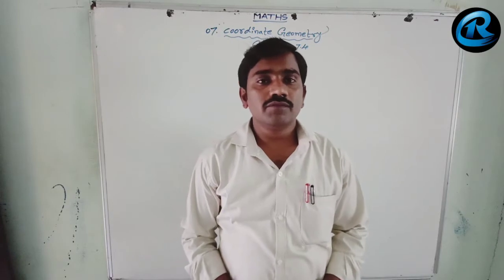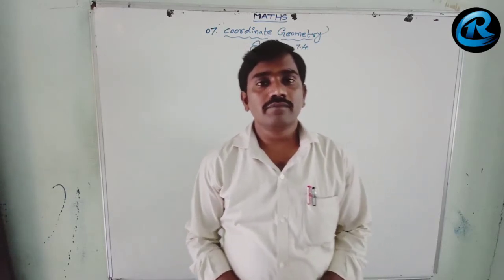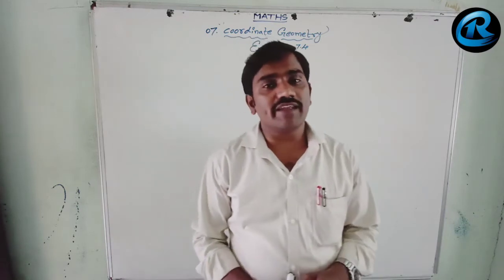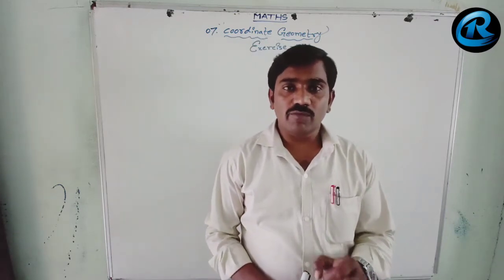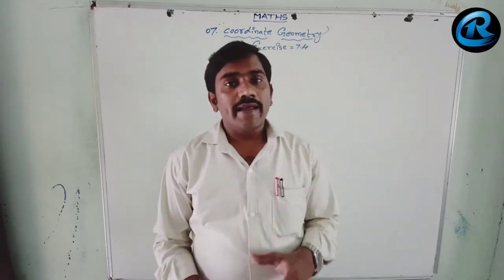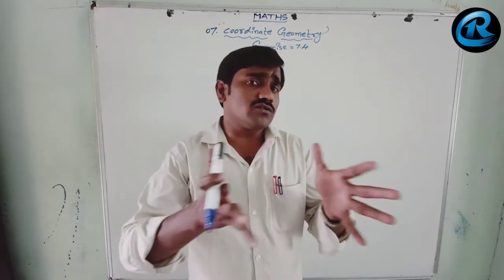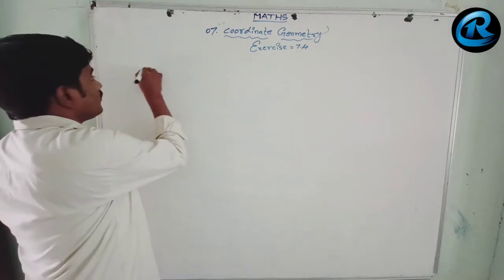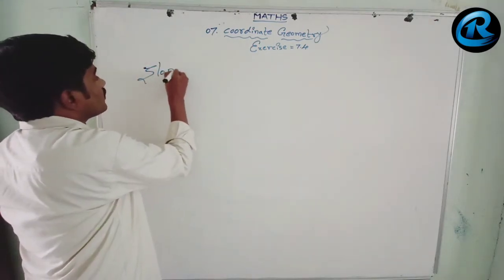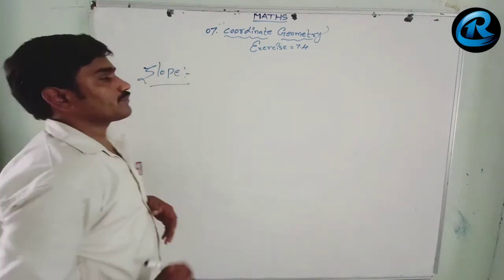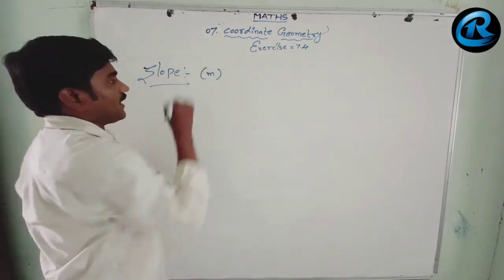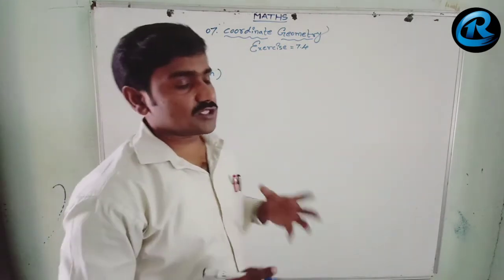Hi everyone, today you are going to learn 10th class 7th chapter, that is coordinate geometry, in that exercise number 7.4, fourth exercise. In this fourth exercise mainly we are going to discuss about slope. So we should know the meaning of slope. Here slope is denoted by small m actually.